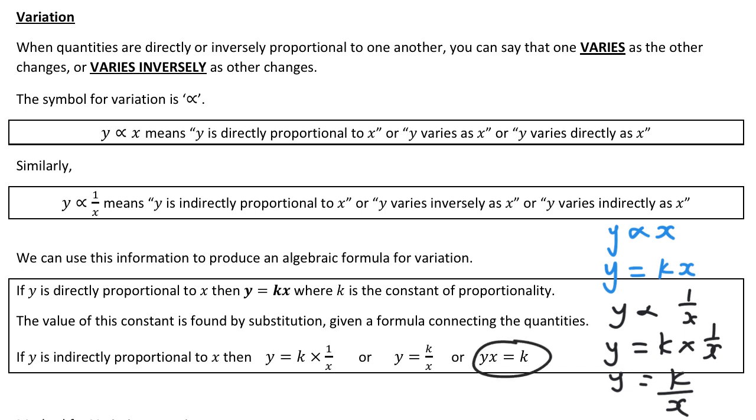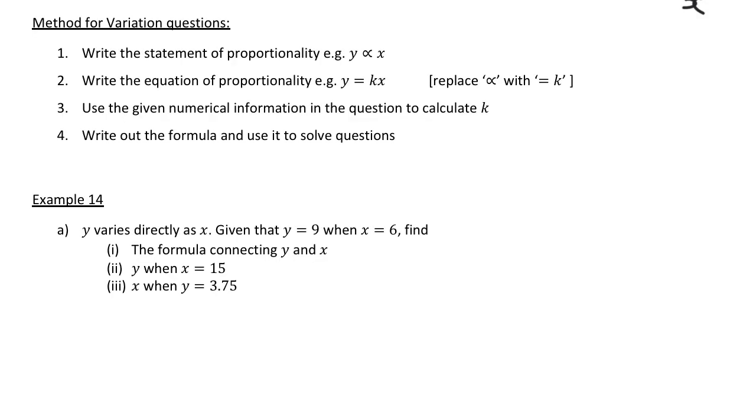What we need to do is read the question and then produce this proportionality equation, either y proportional to x or y proportional to 1 over x. And then we replace the proportion symbol with an equals k. So again, our method for variation questions: first we write the statement proportionally, in our proportionality equation. Then we write the equation it's proportional to, so it's equals k. So we replace the alpha with equals k. We use the given numerical information to calculate k, and then we write out the formula and use it.